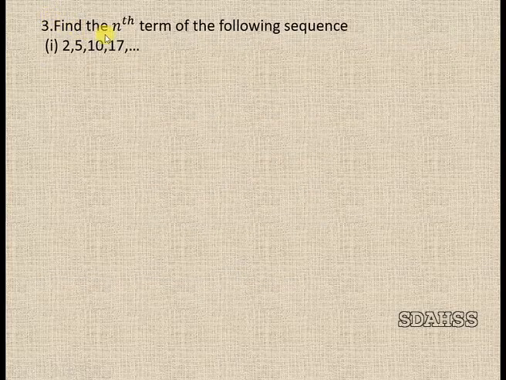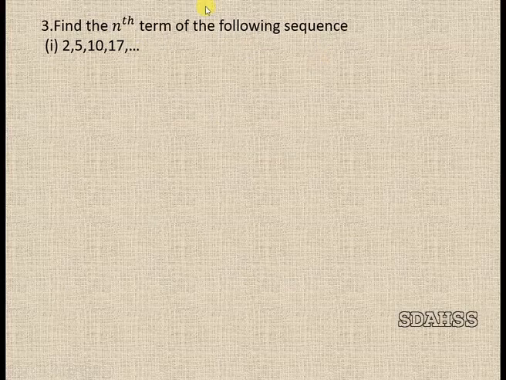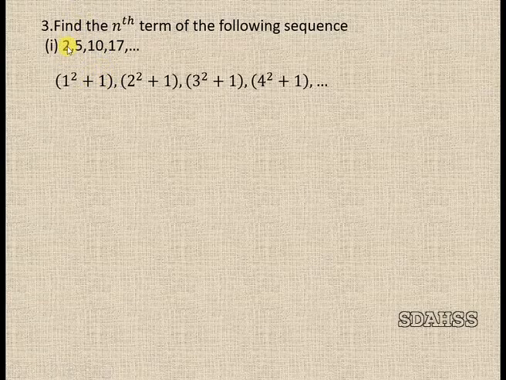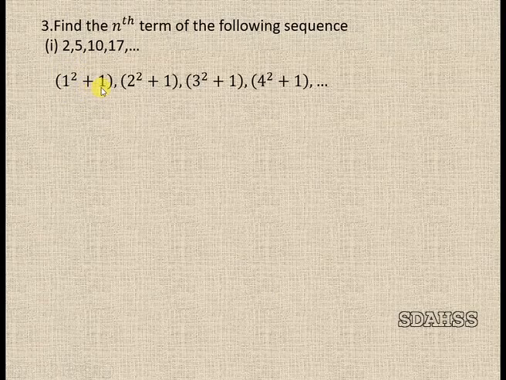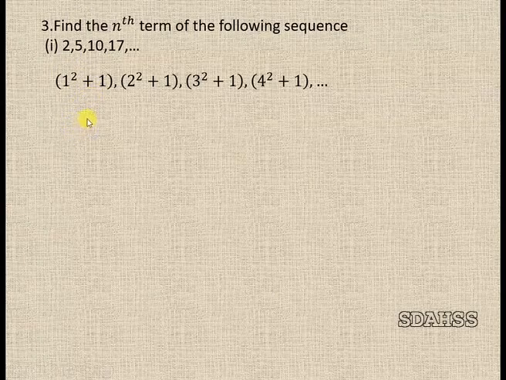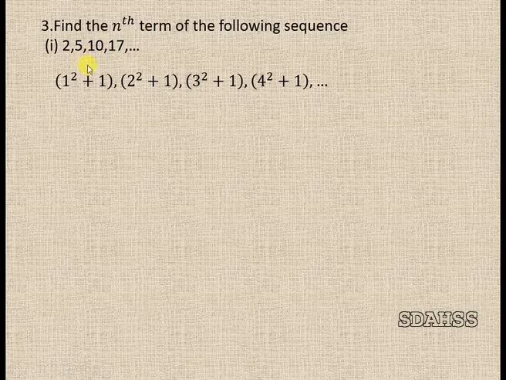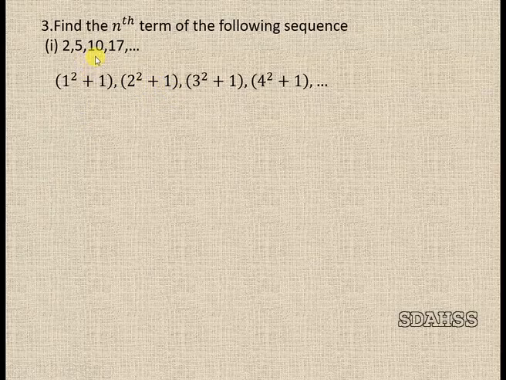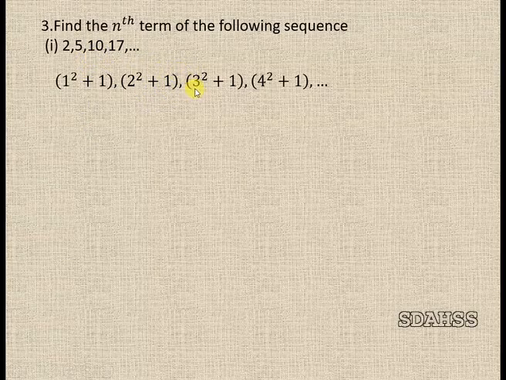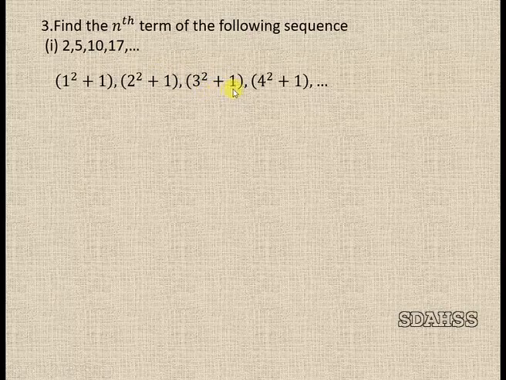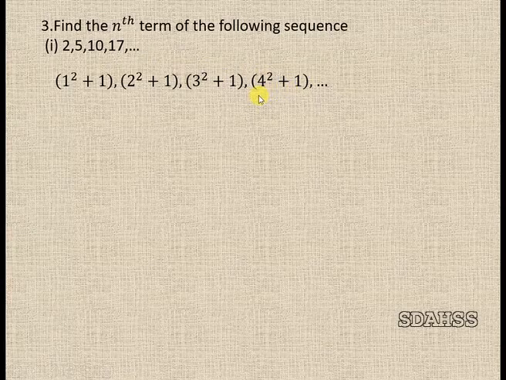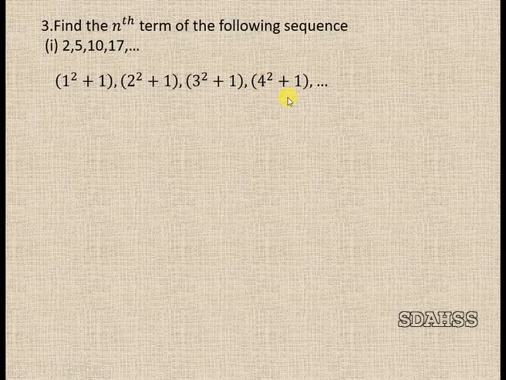Third sum, find the nth term of the following sequence. Subdivision 1. 2 comma 5 comma 10 comma 17. Find the nth term. 2 we can write 1 square plus 1. 1 square means 1, 1 plus 1, 2. 5 can be written as 2 square plus 1. 2 square means 4, 4 plus 1, 5. 10 can be written as 3 square plus 1. 3 square means 9, 9 plus 1, 10. 17 can be written as 4 square plus 1. 4 square means 16, 16 plus 1, 17.